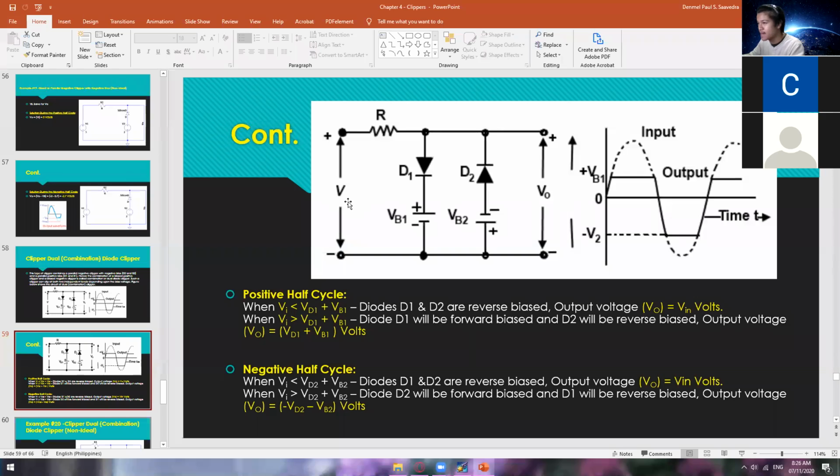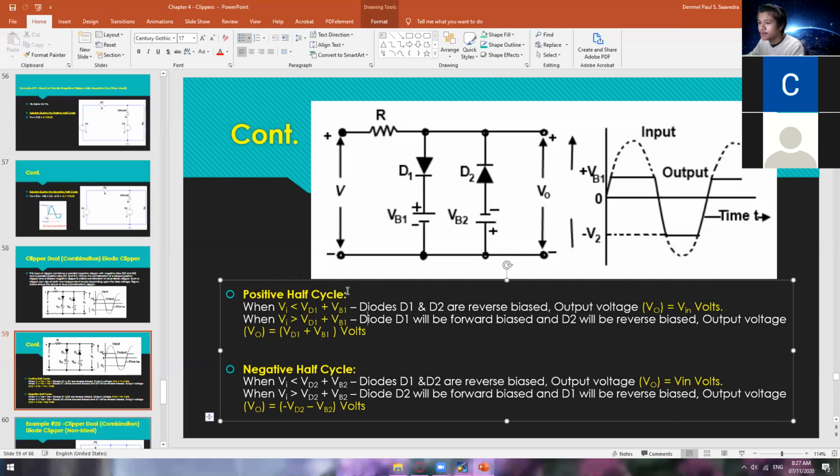Because if this one is not higher than the voltages of those, then it won't be able to pass through. Of course, as you may know, the diode needs 0.7 if it's silicon or 0.3 if it's germanium, and then you have to deduct the bias voltage also. So again, this one has to be higher than the summation of those two. Okay. So we have two results in every half cycle.